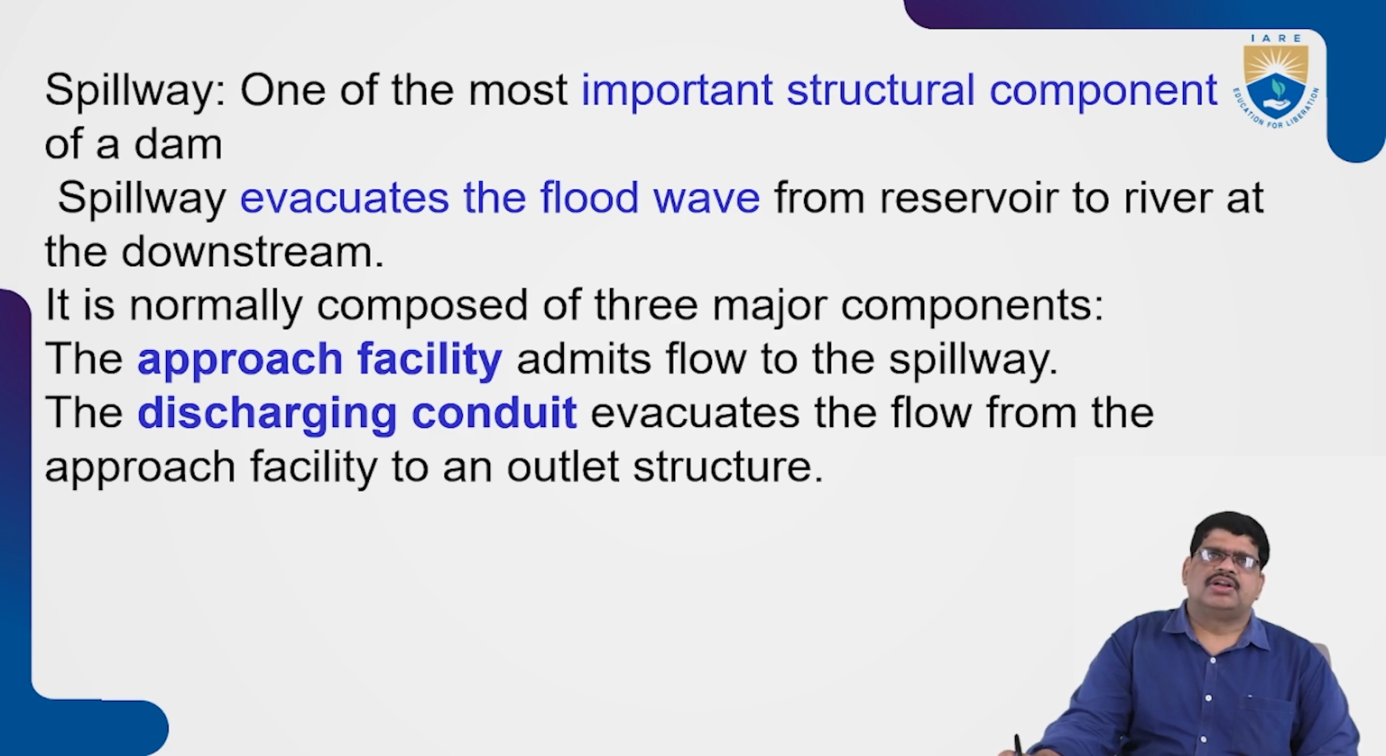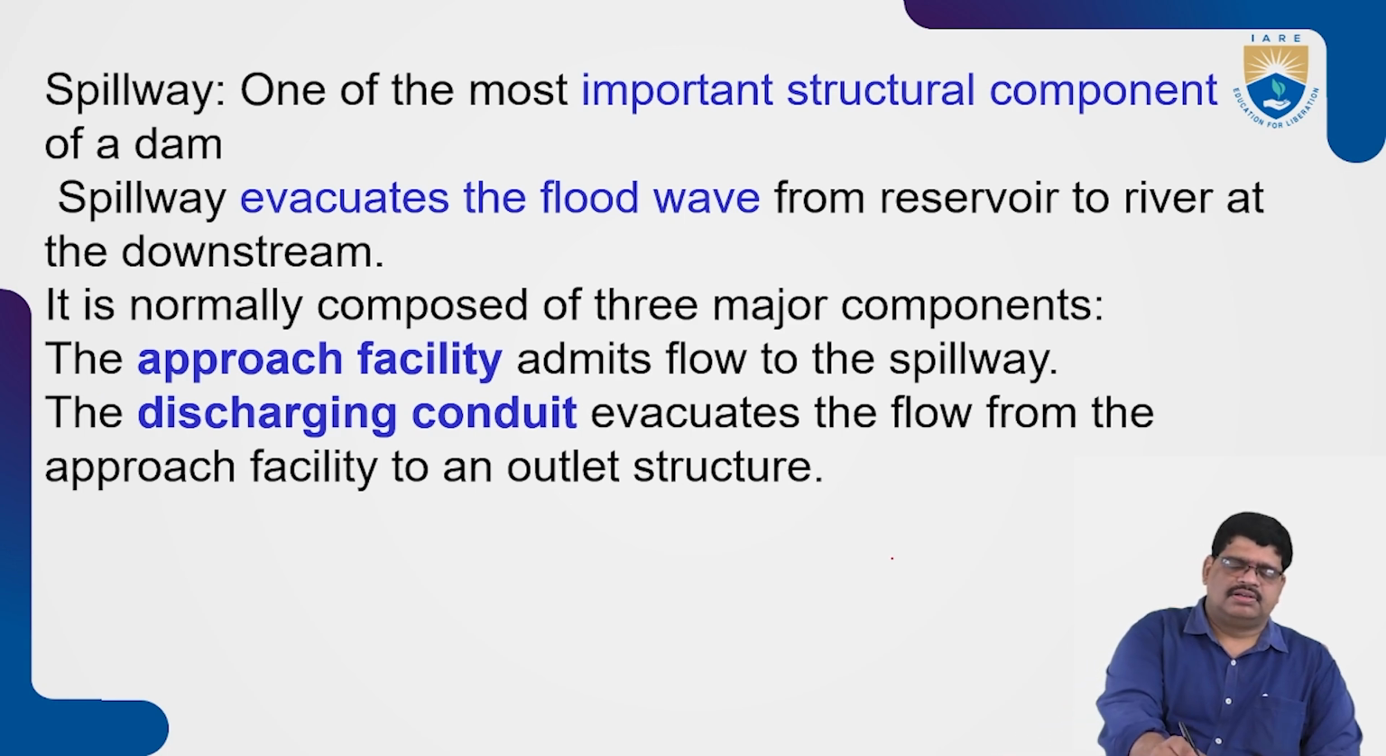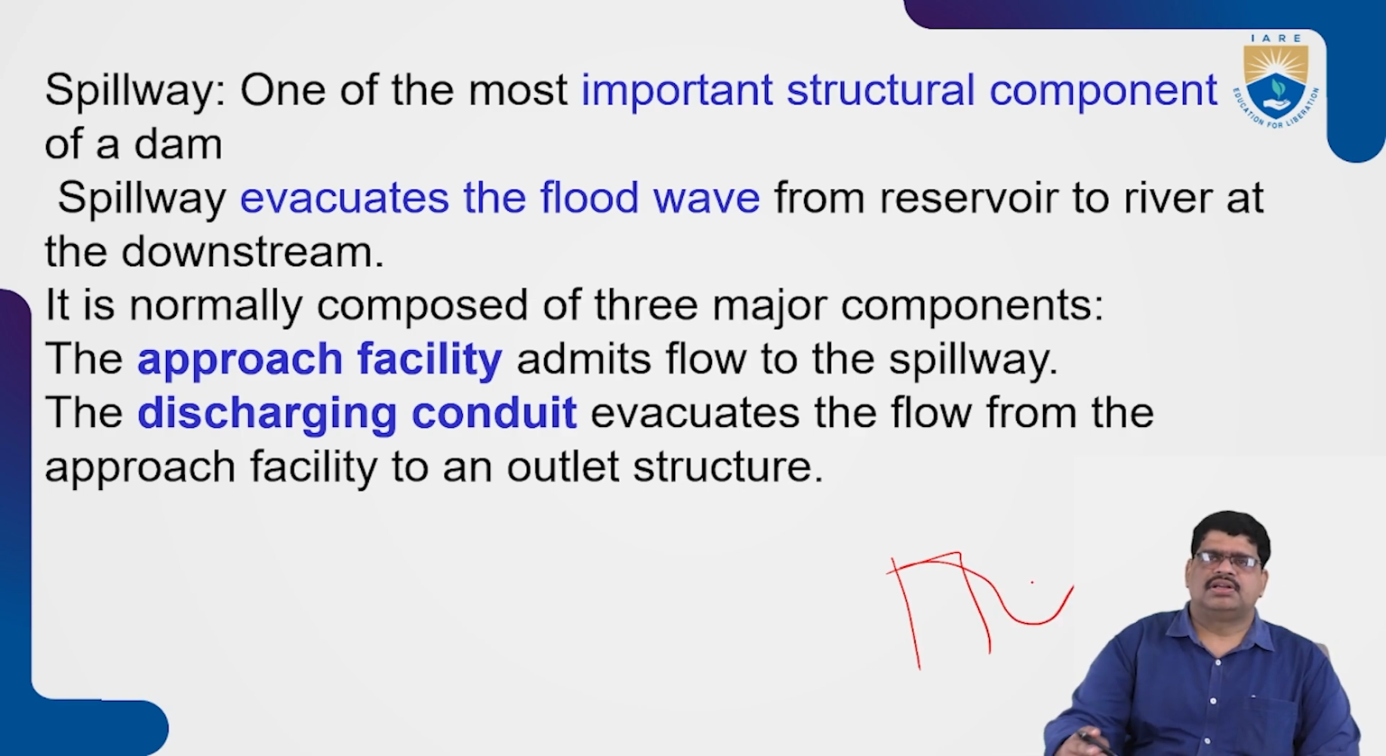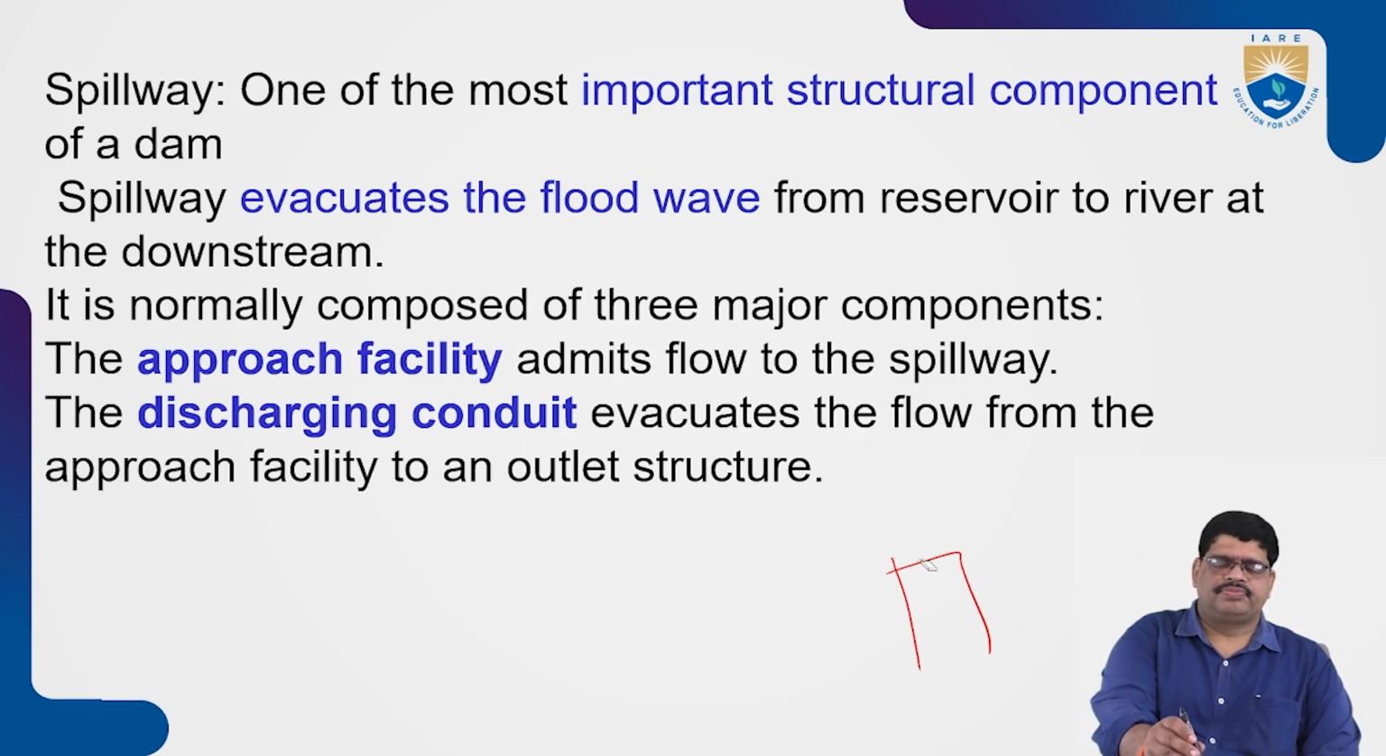Next is the discharging conduit. It covers how the water is discharged, the availability of the discharge, and how the hydraulic jump provision is given to the discharging conduit, to convey the water from the approach channel to the outlet of the structures.